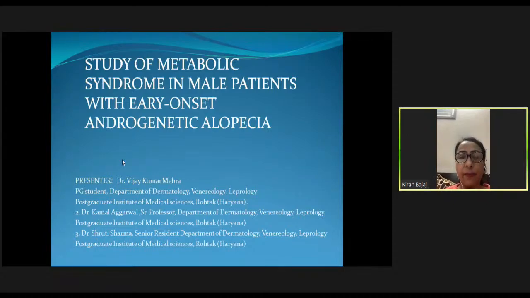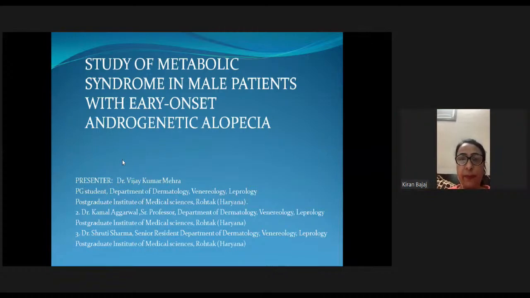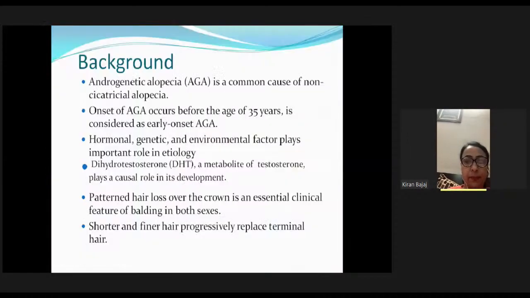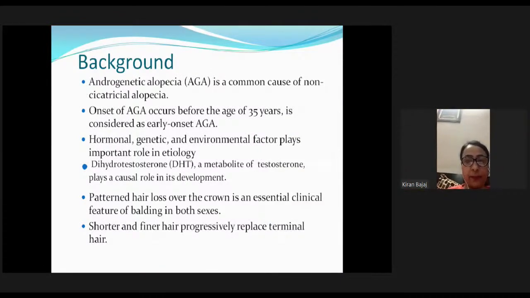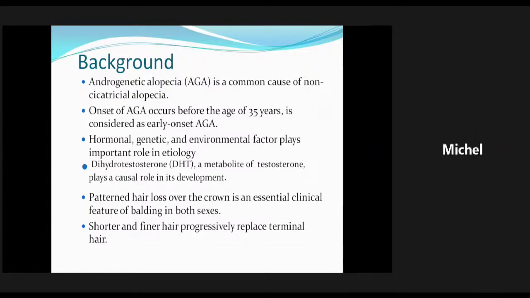Everyone, I'm Dr. Vijay Kumar Mehra. I'm presenting the study of metabolic syndrome in male patients with early onset androgenetic alopecia. Background: androgenetic alopecia, AGA, is a common cause of non-cicatricial alopecia. Onset of AGA before the age of 35 years is considered early onset AGA. Hormonal, genetic, and environmental factors play an important role in its etiology. Dihydrotestosterone, DHT, a metabolite of testosterone, plays a causal role in its development.